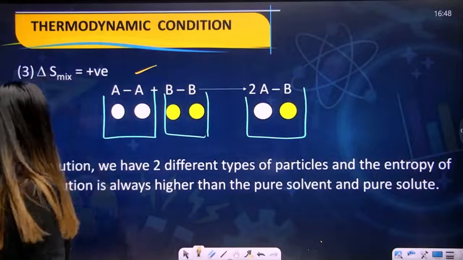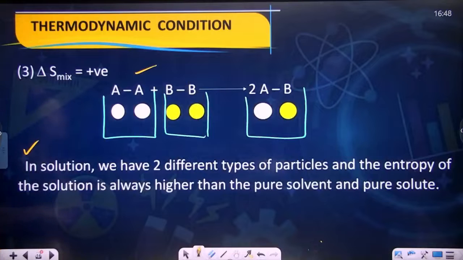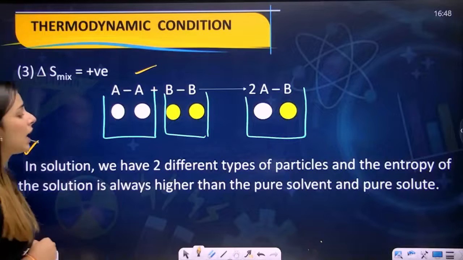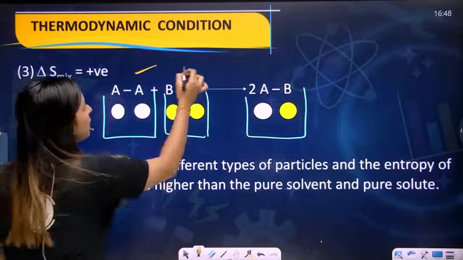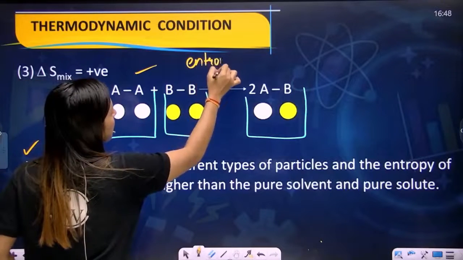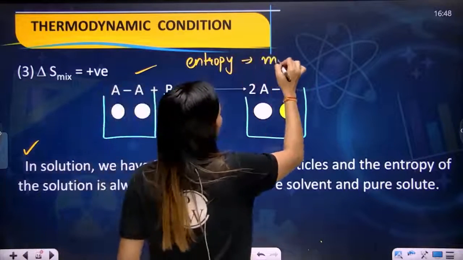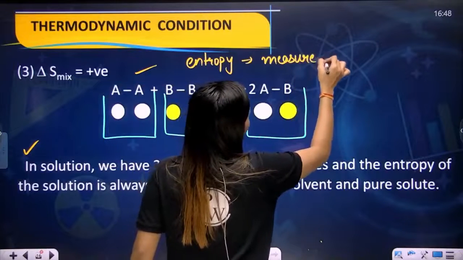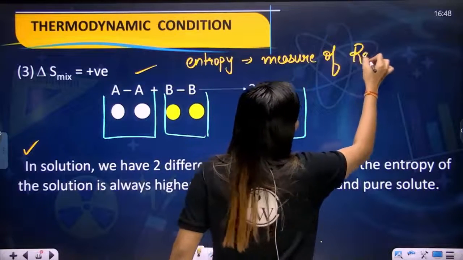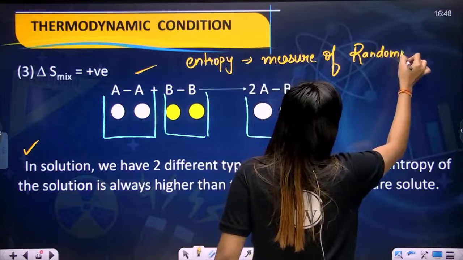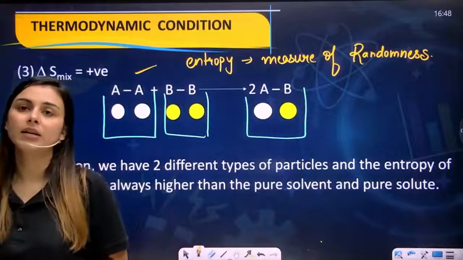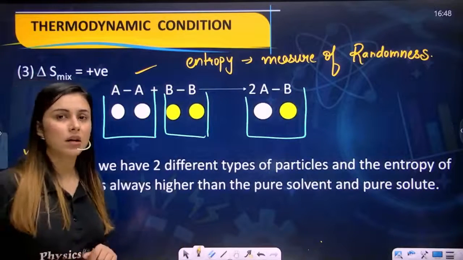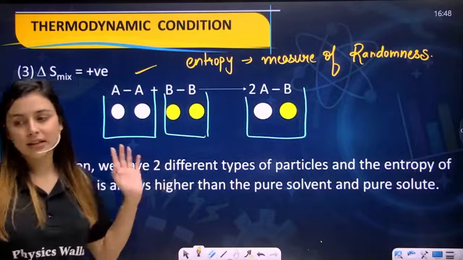Yes. So now let's read this. In solution we have two different types of particles, and the entropy of the solution is always higher than the pure solvent and pure solute. If you want to write, you can write that entropy is the measure of randomness. Okay. So this is how you will understand the randomness part. I hope this is clear with you. You can write this and then we'll move forward.